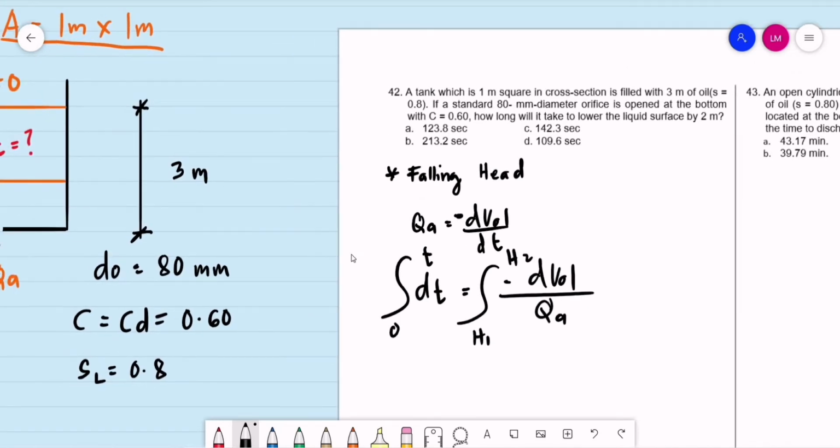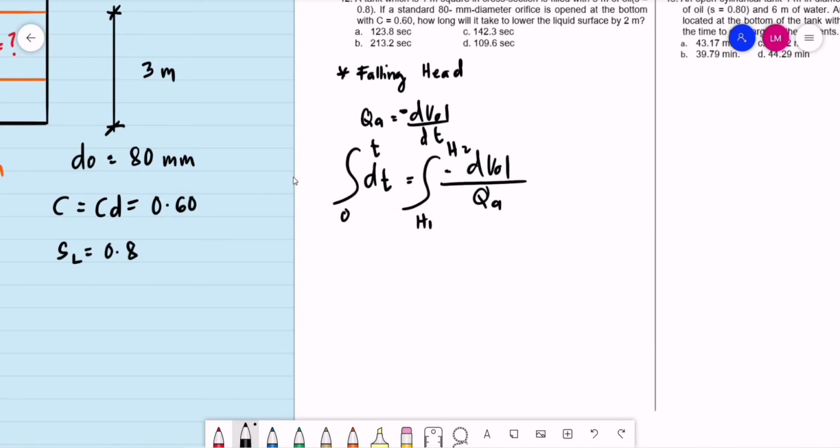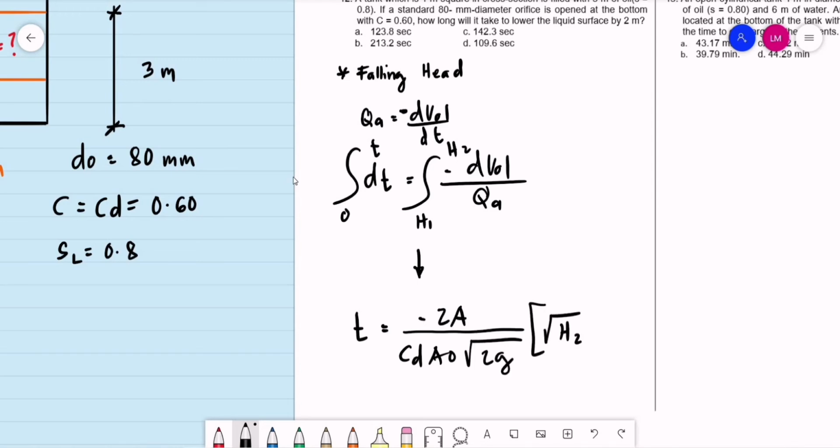Kasi medyo mahaba. Which is, ang result niya na formula, kapag in-integrate natin yan, ang resulting formula na to is the time is equal to negative twice the area. Ito yung area ng tangke. Okay, divided by C sub d, coefficient of discharge, area of the orifice, the square root of 2g, okay, multiplied by the square root of the final head minus the square root of the initial head. Okay, kapag yun, tinuloy-tuloy natin yung integration.